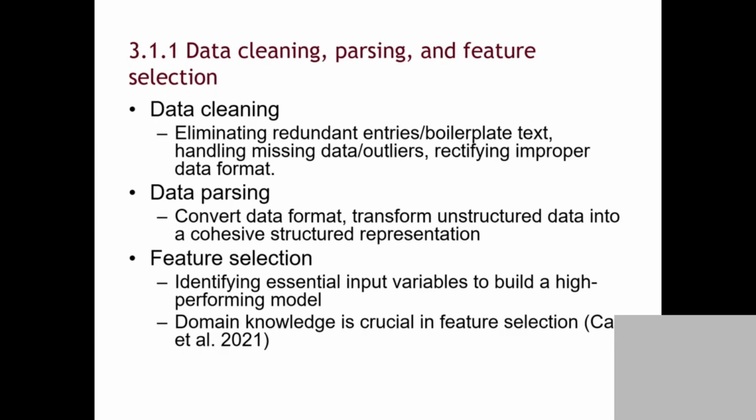So what is the data stage? Stage one: how to do the feature selection. Number one is data cleaning, data parsing, and feature selection. So what is data cleaning? Data cleaning is where you have to clean the data. You have to eliminate some boilerplates. You have to handle missing data, take care of the missing variables.